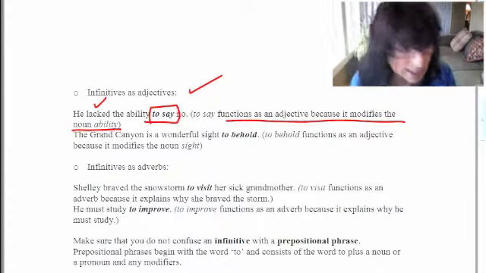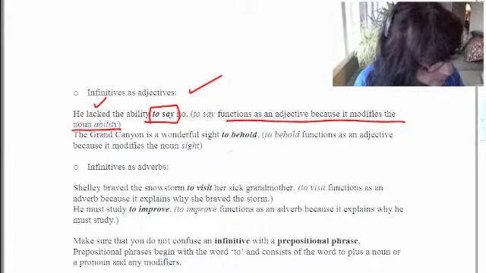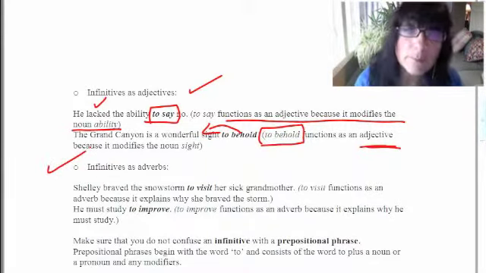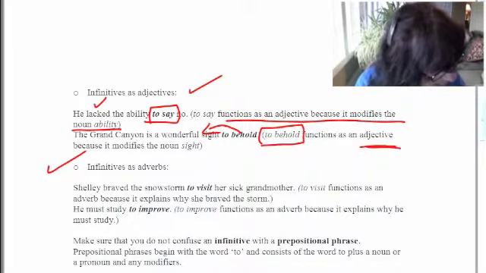The ability to say, the Grand Canyon is a wonderful sight to behold. To behold is the infinitive, and it's an adjective because it modifies the noun sight. It's a wonderful sight to behold. And lastly, the infinitive can function as an adverb.